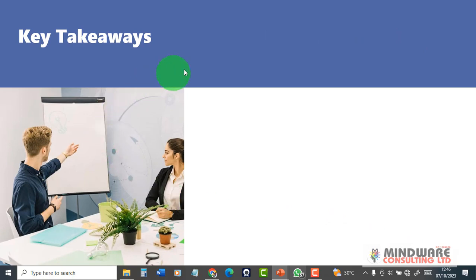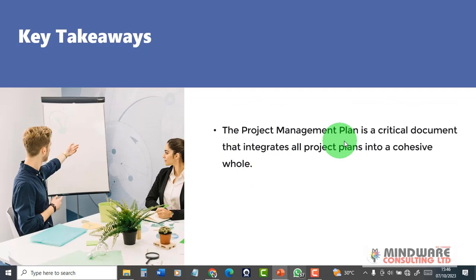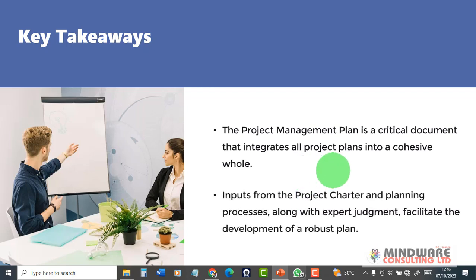So what are the key takeaways from this section now? Firstly, the project management plan is a critical document that integrates all project plans into a cohesive whole. Mention that it integrates all your other plans and brings them into a cohesive whole that you can reference anytime, any day during the life cycle of your project.